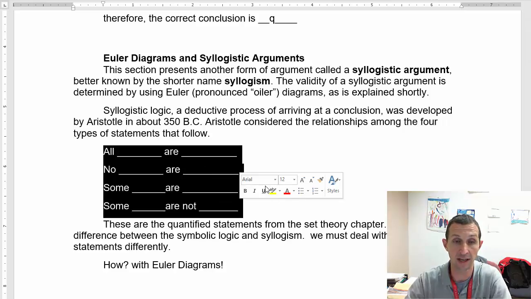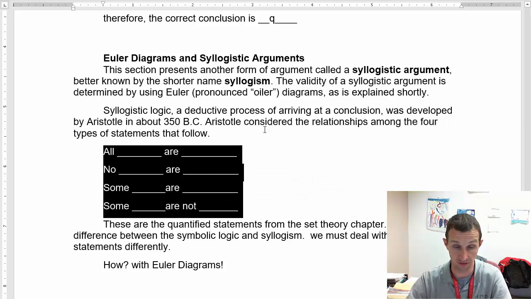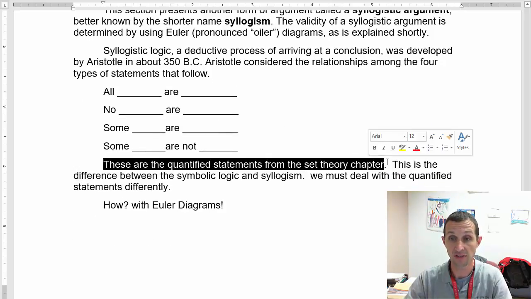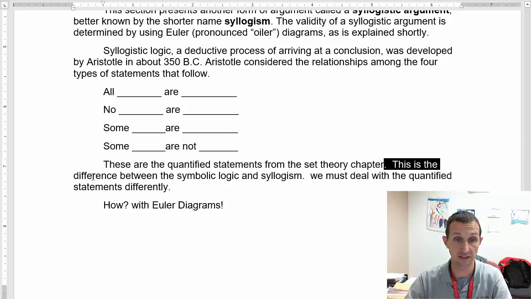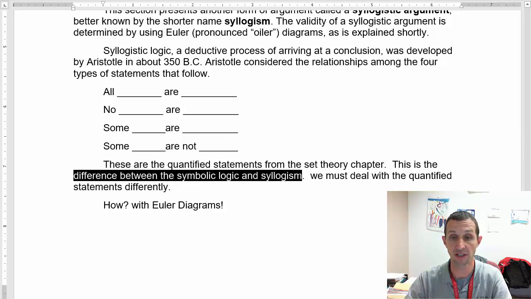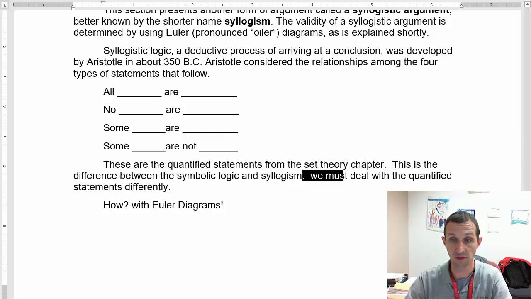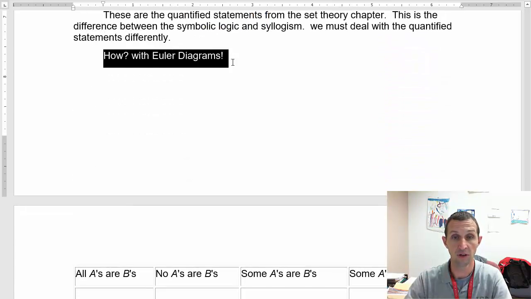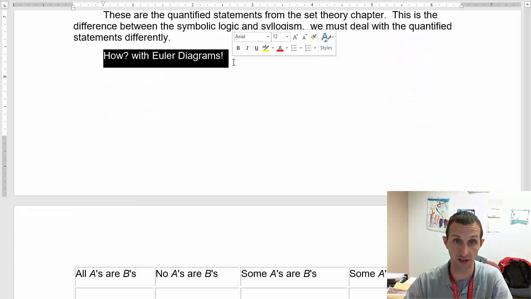Aristotle considered the relationships among four types of statements that follow. And you'll recognize that those four statements are the quantified statements from chapter 2. And so this is the difference between the symbolic logic and the syllogism. We must deal with the quantified statements differently. And so how? Well, I have to do it with Euler diagrams.